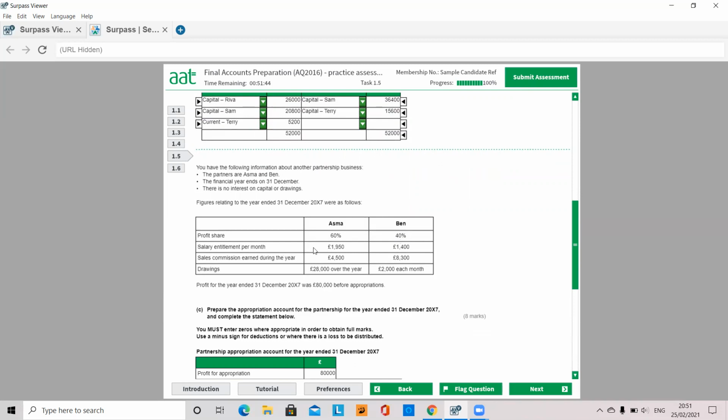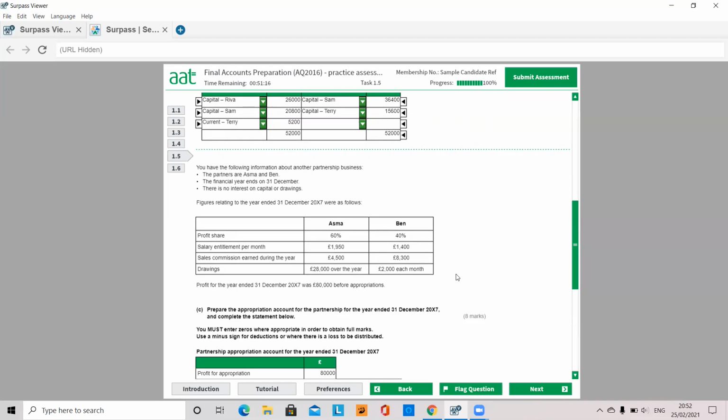Salary per month, 1,950 and 1,400. Sales commission during the year, 4,500 for Asma, 8,300 for Ben. And then there's drawings of 28,000 over the year for Asma and 2,000 each month for Ben. So again, they're throwing these things in to try and catch you out, okay?